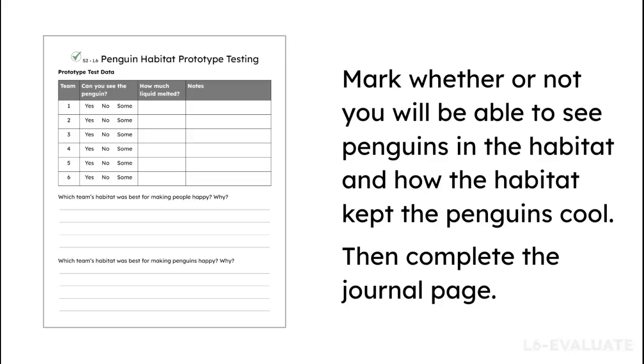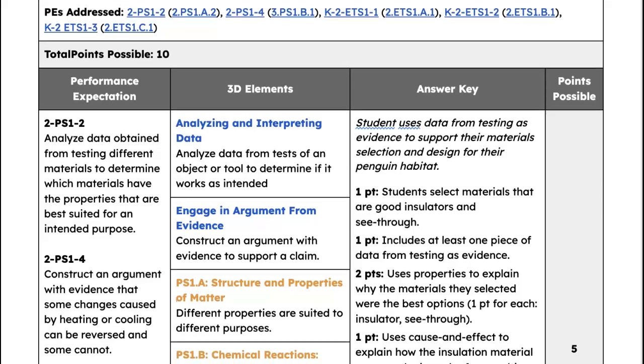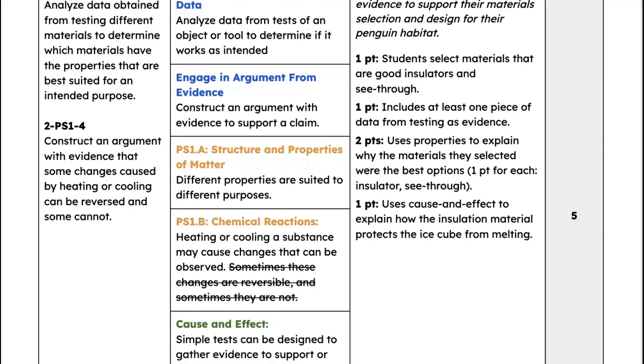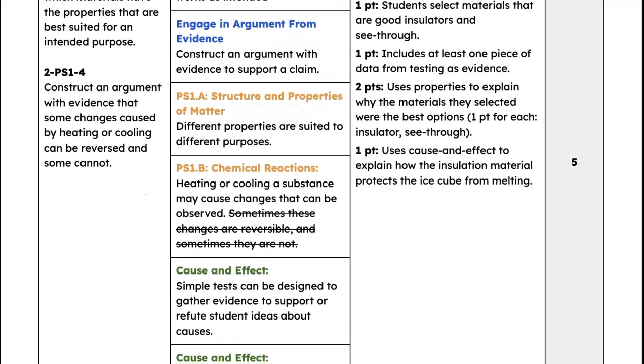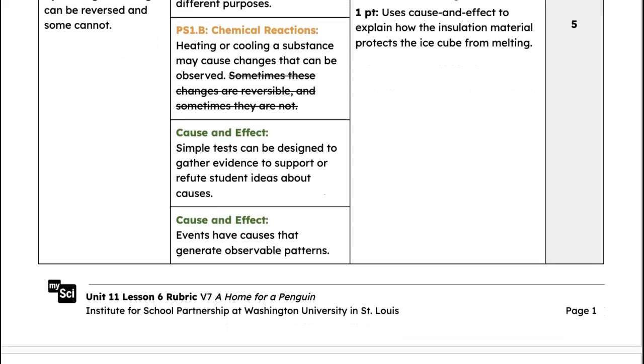You'll also have students use the Penguin Habitat Prototype Testing student journal page to mark whether or not they were able to see the penguins in the habitat and how the habitat kept the penguins cool. After viewing all the models, you'll have students complete the journal page. You'll use the Unit 11 Summative Lesson 6 rubric to evaluate students on their design challenge. This summative assessment and rubric covers standards and elements from across the unit, not just this lesson.